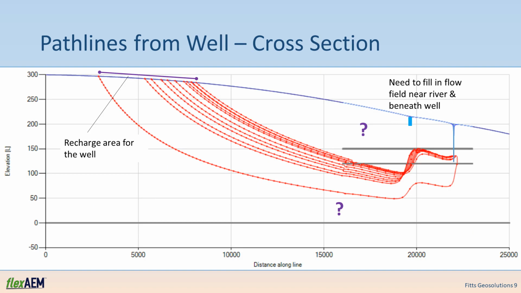Here is what those pathlines look like in cross-section. We can see that groundwater recharge starts at an area up gradient from the well, but we will need to fill in the flow patterns in the shallow zone near the river and in the deeper zone beneath the well to better delineate the full extent of the zone of contribution and the area contributing recharge.